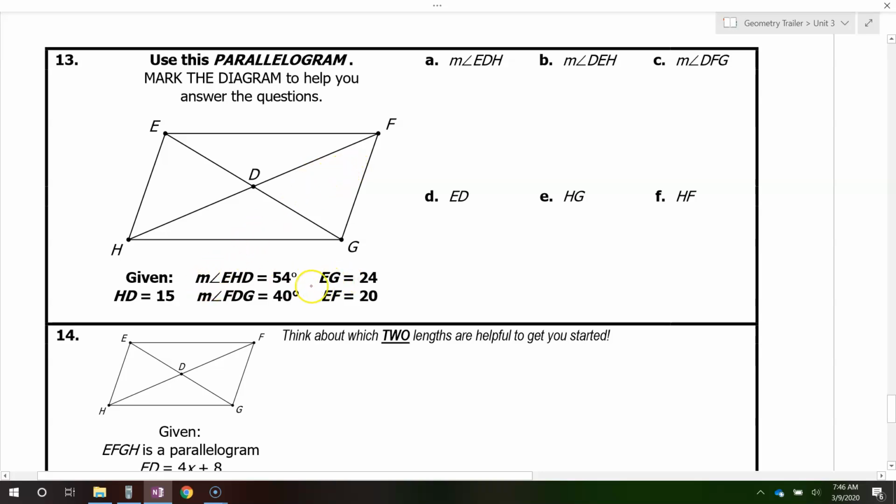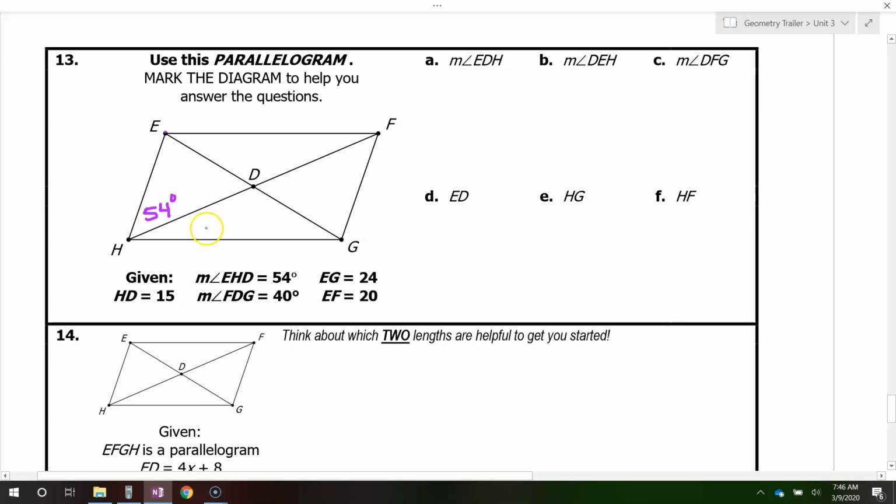So we are given some things, and we're supposed to fill in some other things. So let's see what we've got. First, let's do the angles. We're given that angle EHD is 54 degrees. So angle EHD, that's right here. All right, so that is 54 degrees.